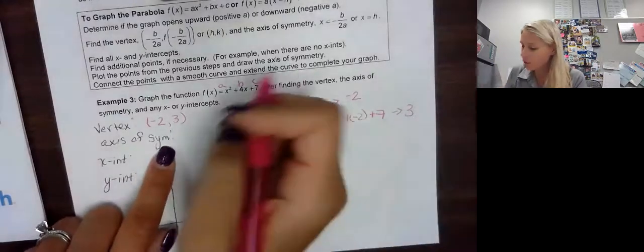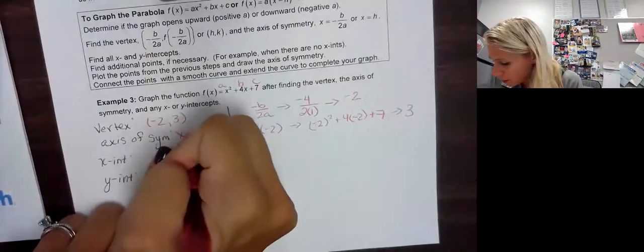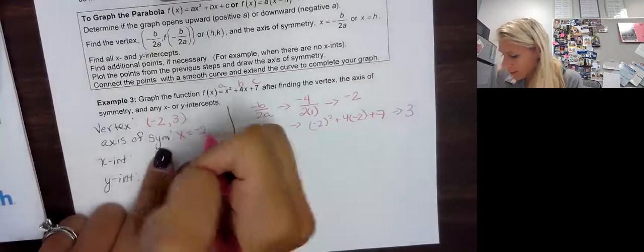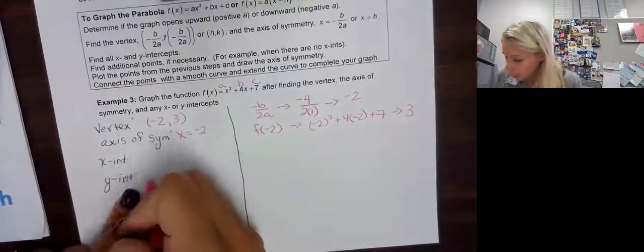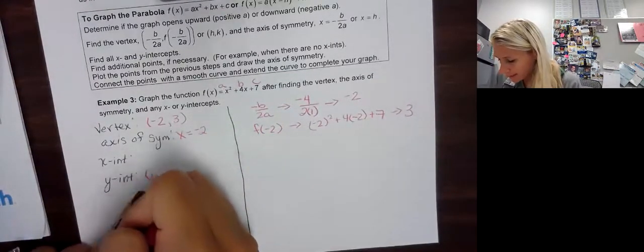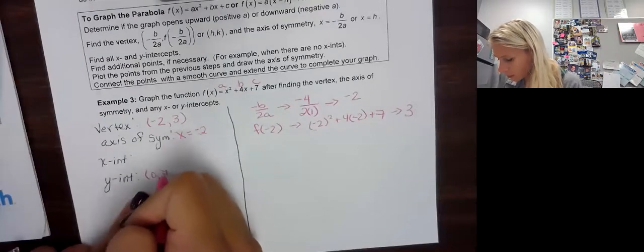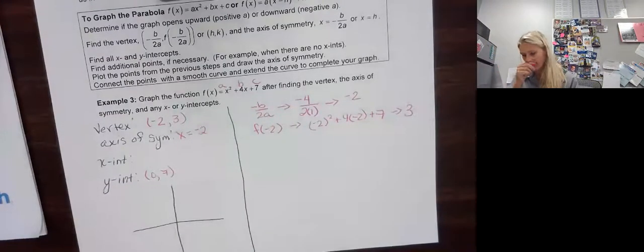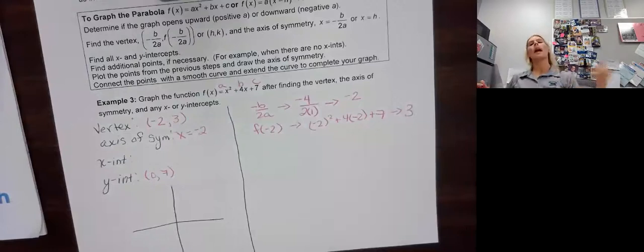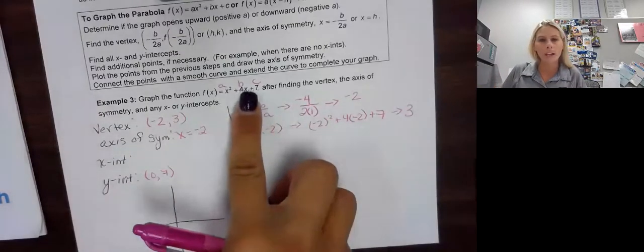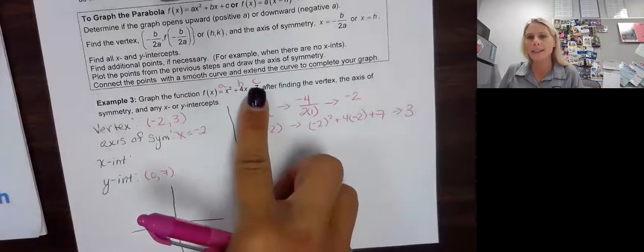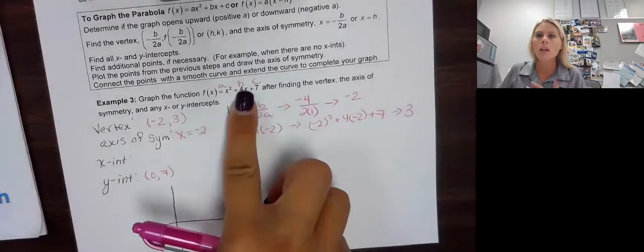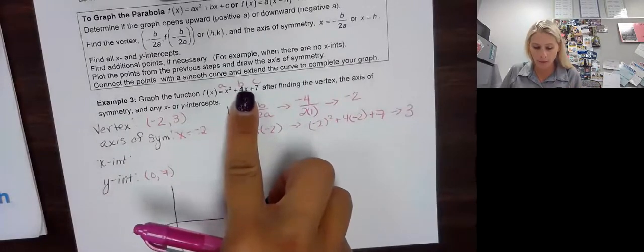Axis of symmetry, of course, is that x value. Let's do the y-intercept really quick because, of course, that's when x is 0, and when x is 0, we get 7. Now, x-intercept. Okay, we do not have it in vertex form. It's not factorable, right? There's no two numbers you can multiply to get 7 that give you 4. So we would have to use the quadratic formula.